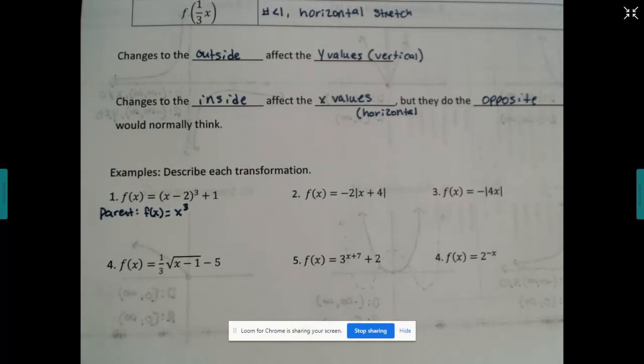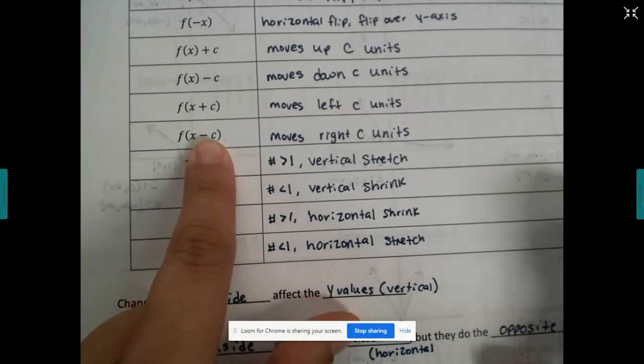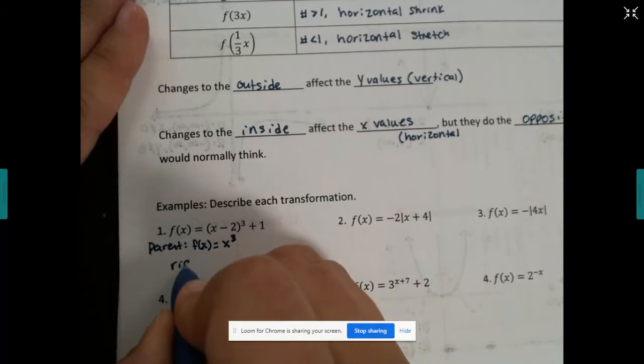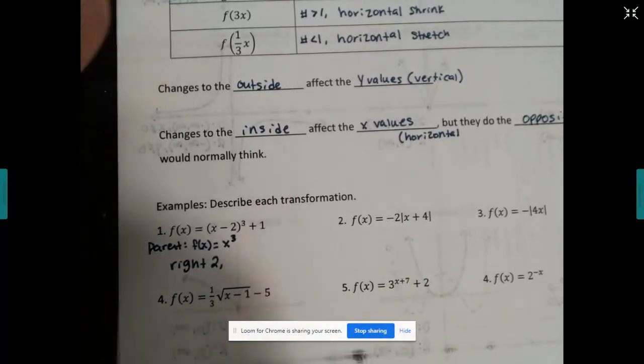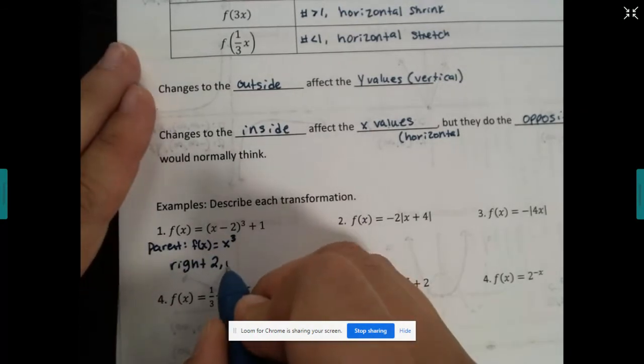Okay. So then if we use our rules, we have -2 inside of the parentheses. So if we look back up here, minus on the inside is moving to the right. So this one is going to move to the right 2. And then what does a +1 do if it's on the outside? Up or down? Up. Good. So then it moves up 1.